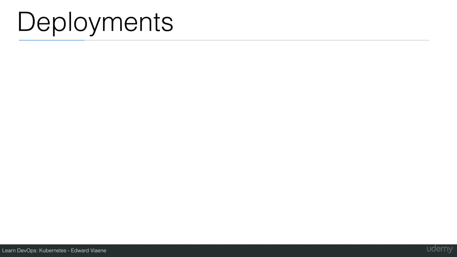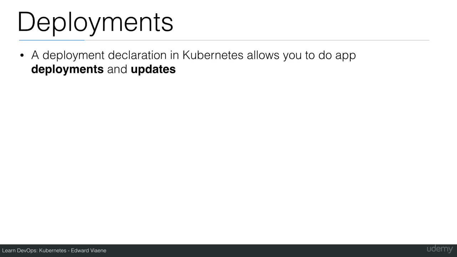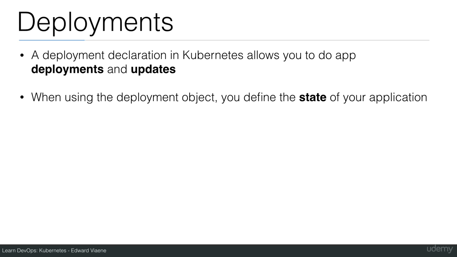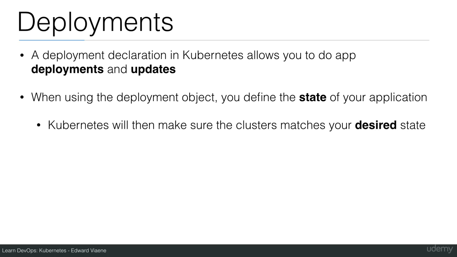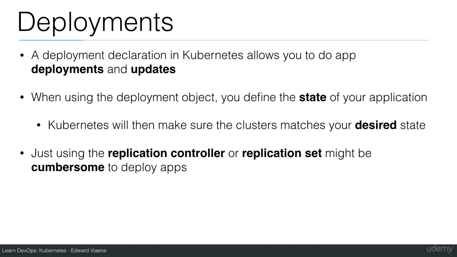Let's talk about deployments now. A deployment is a declaration in Kubernetes that allows you to do app deployments and updates. When using the deployment object, you define the state of your application. Kubernetes will then make sure the cluster matches your desired state. A state can just be: run this application and make sure it is replicated 5 times. The way to describe this to Kubernetes is most easily done now with deployments.